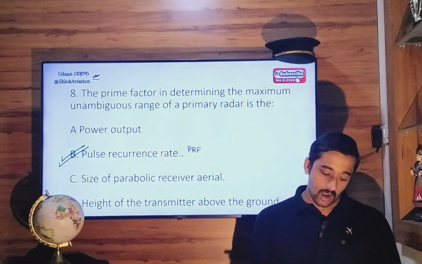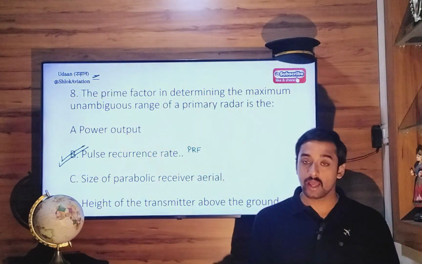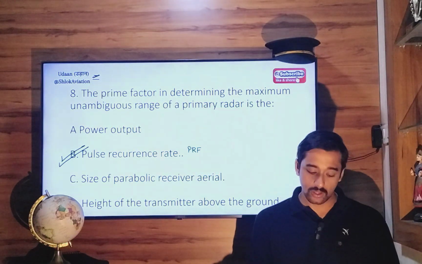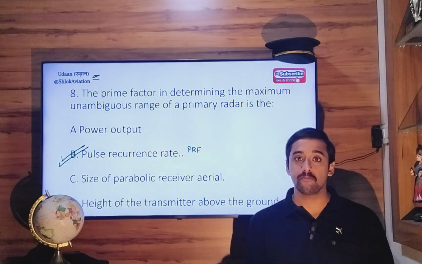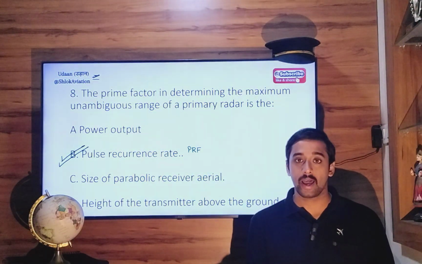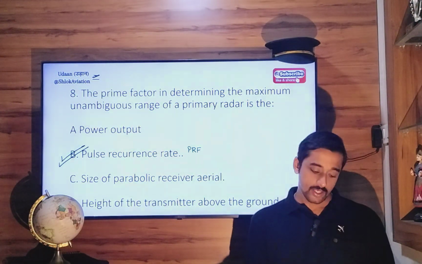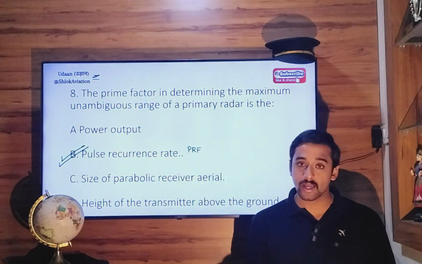Okay. Power output, size of parabolic receiver aerial. These two things, power output and size of parabolic receiver aerial, will determine beam width. We always need narrow beam width for resolution, for accurate resolution of the target. So power output and size of parabolic aerial will determine that.